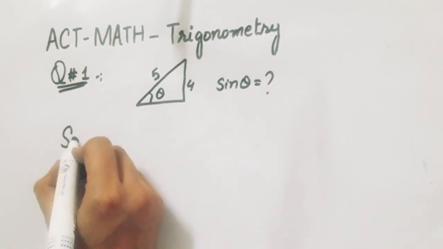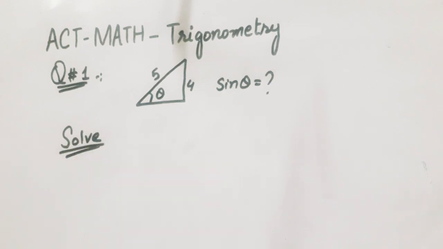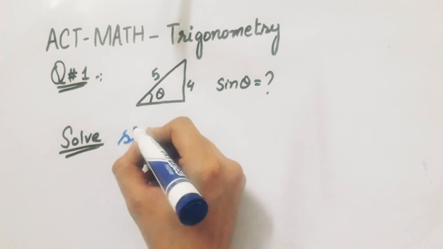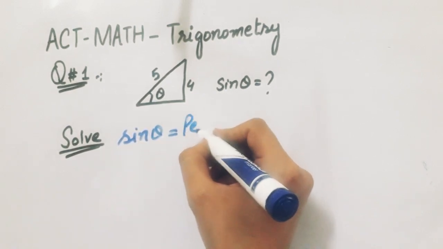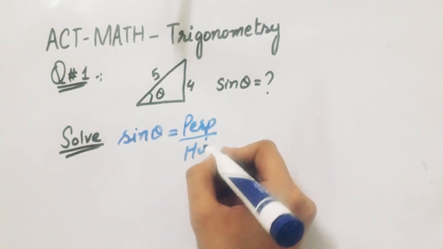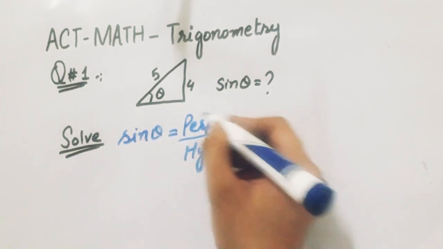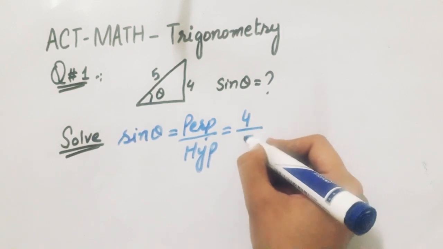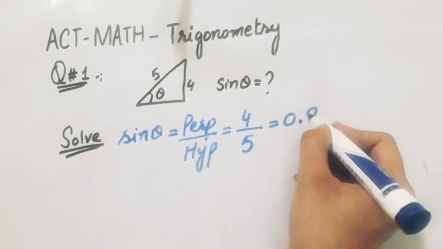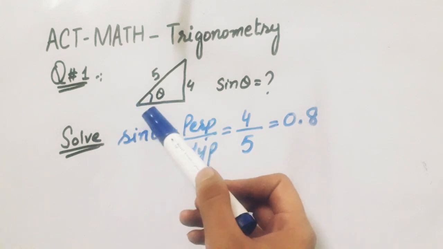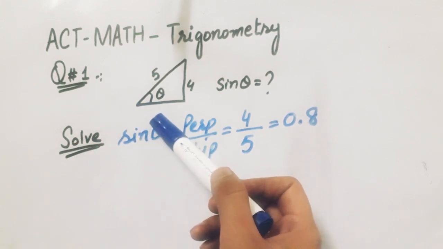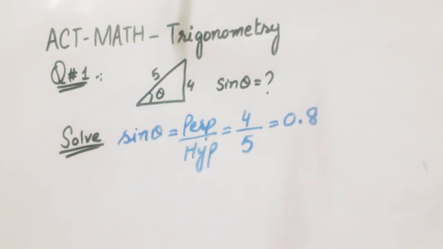So we will solve this as we know sine theta is equal to perpendicular over hypotenuse. So we will write perpendicular, that is 4, and hypotenuse equal to 5, and sine theta is equal to 0.8. In this way, we can also find the value of base by using Pythagoras theorem and then calculate the cos theta value and tan theta value.